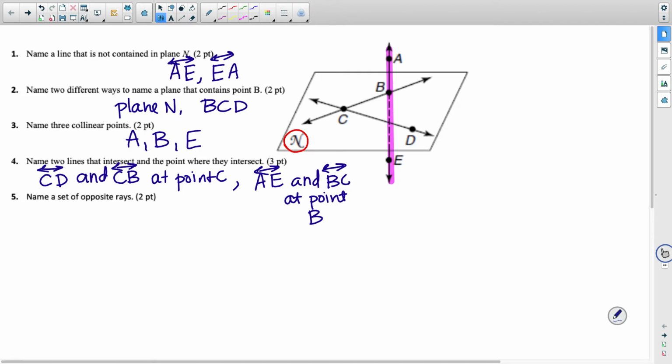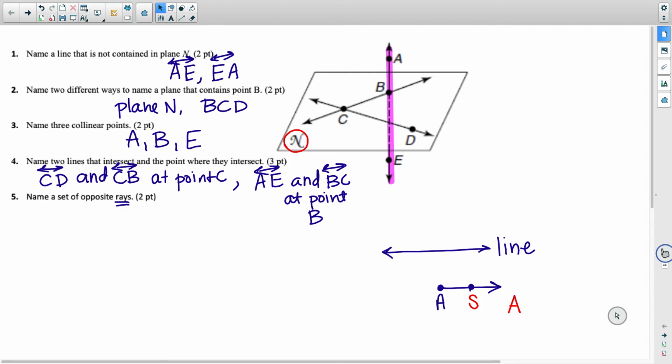All right, so before we answer number 5, where it says name a set of opposite rays, let's go over what a ray is. So we know that a line extends forever in both directions. Then we also have what's known as a ray. A ray is part of a line, but it has an end point. So let's say this was A and this was S. When you name a ray, you have to start with your end point. So you're going to start with A, so it's going to be AS with a ray over it. Anytime you name a ray, always start with the end point.